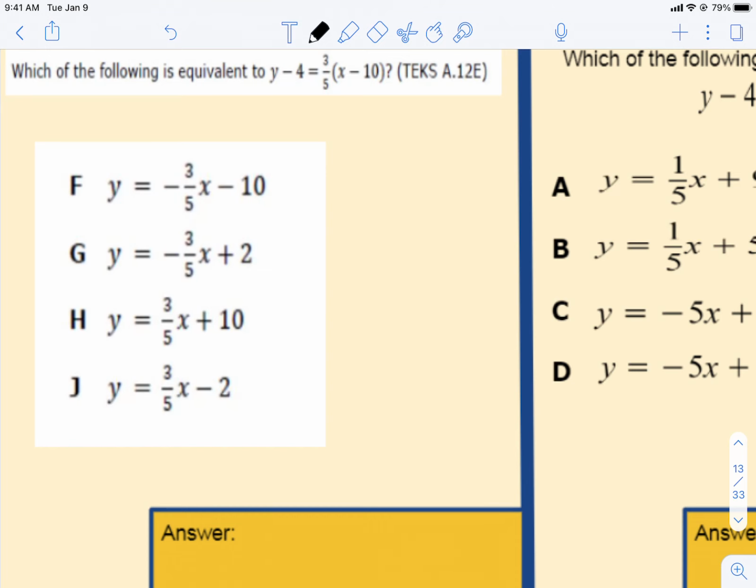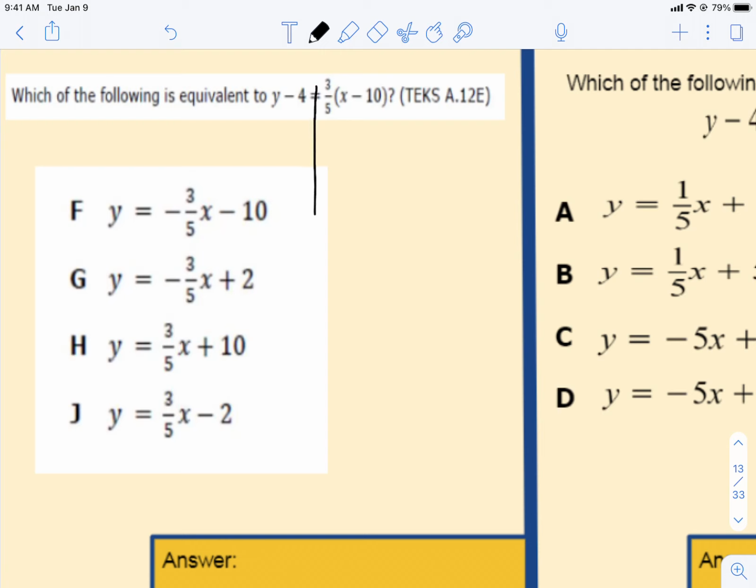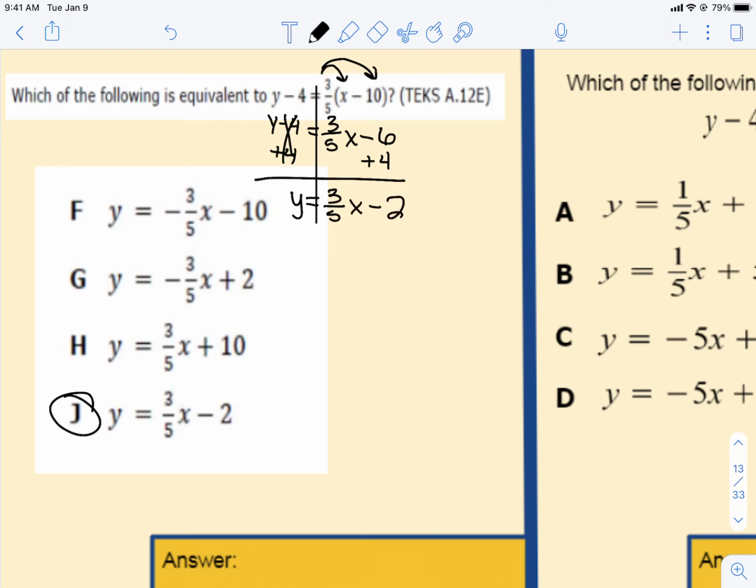Which of the following is equivalent? We're going to draw a line through the equal sign. I have y minus 4 is equal to, I need to distribute, 3/5 times x is 3/5x, and 3/5 times -10 is -6. Then I need to add 4 to both sides, which leaves me, those cancel out, y equals 3/5x minus 2, which is answer choice J.